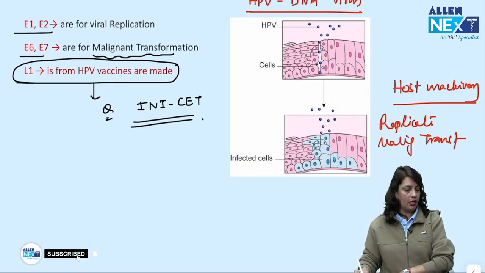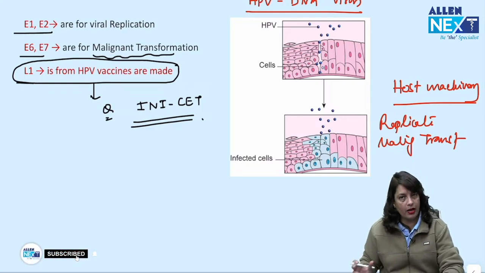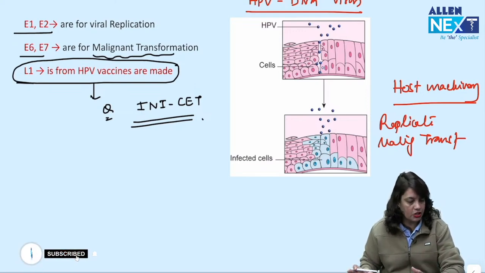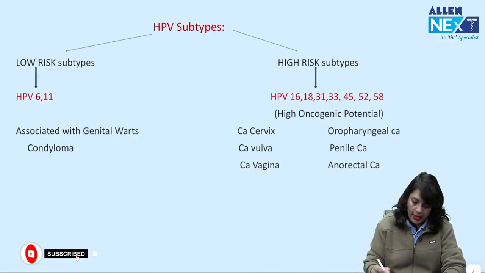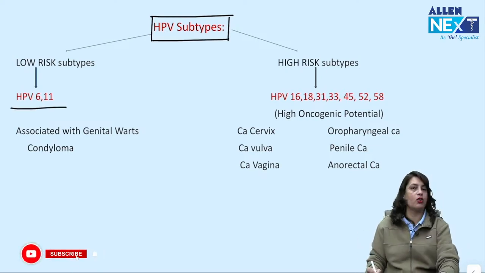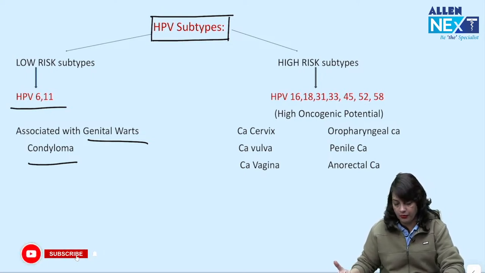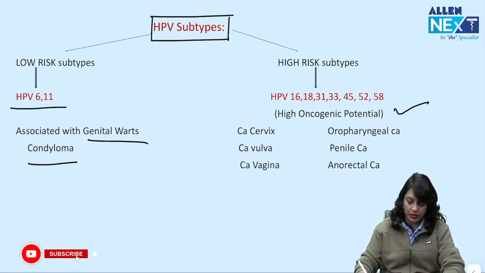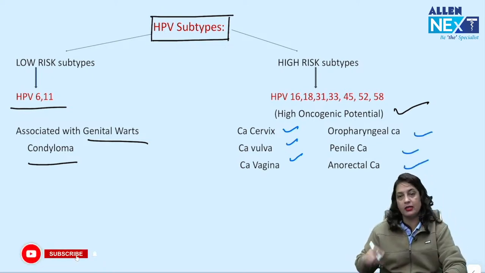Which viral protein do you derive the vaccine from? Answer is L1 protein, and E1, E2 is for viral replication, E6 and E7 is for malignant transformation. This discussion is again important for PG entrance as well. Next, HPV subtypes are low risk and high risk. Low risk is HPV 6, 11, which causes genital warts and condyloma. HPV 16, 18, 31, 33, 45, 52, 58 have high oncogenic potential, and are a risk factor for cancer cervix, vulva and vagina in the female, oropharyngeal, penile and anorectal cancer in males.